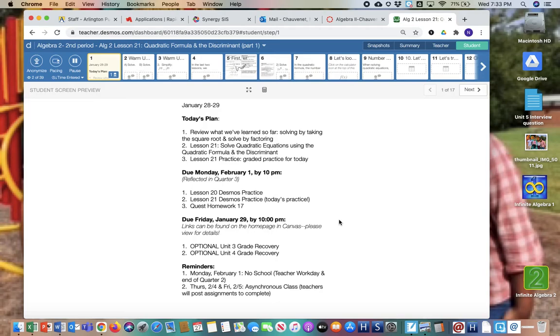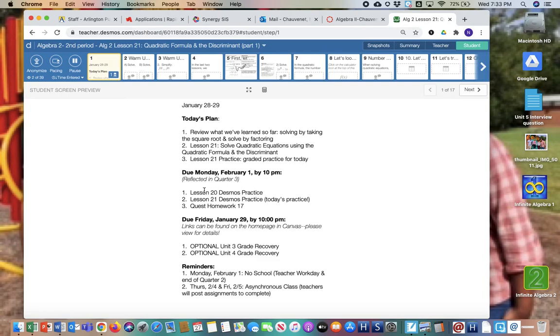Go through our lesson 21 from Unit 5. So this is our first day on the quadratic formula and the discriminant, okay? So far, what we've done is learned how to solve quadratics by taking the square root and by factoring, which was lessons 19 and 20. And here, we're going to solve quadratic equations using the quadratic formula and the discriminant. And then you should do the graded practice, which is the end of this Desmos activity.